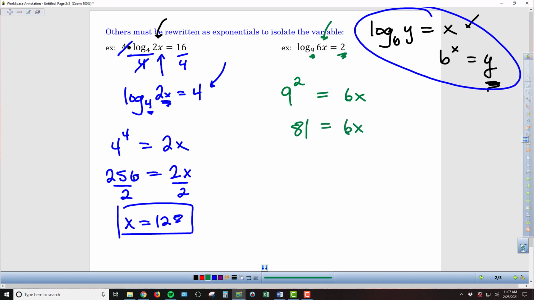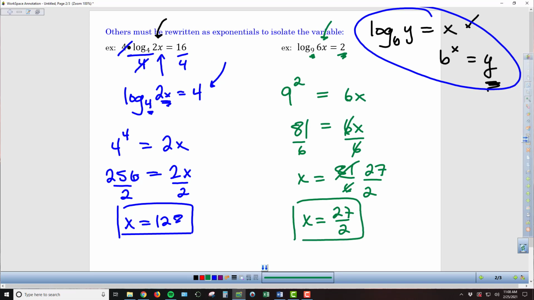And so then our last step is to divide both sides by 6. And so we get x equals 81 over 6, which we can reduce. Both the top and bottom can be divided by 3. So 6 divided by 3 is 2, and 81 divided by 3 is 27. So we can go ahead and leave our answer as 27 over 2. And so if we take a look at our original problem, we're again not going to have any issues with log of 0 or log of a negative, so we're confident that that answer is correct.